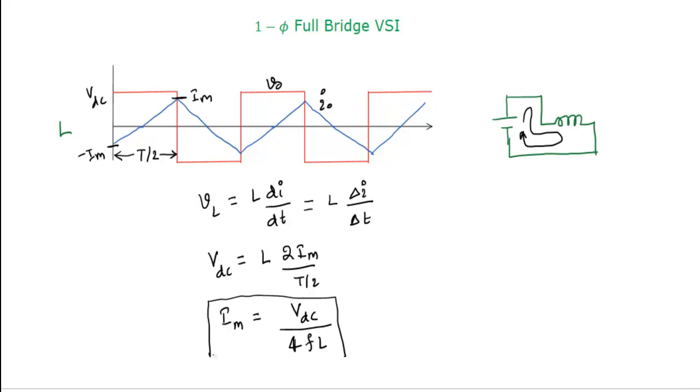You may get the doubt: here T is there, but how did F come into the picture? That is nothing but the time period T equal to 1 by F. Okay, so that's all you get for this one. One more equation is there, we will discuss it, and then we will complete the full bridge inverters.